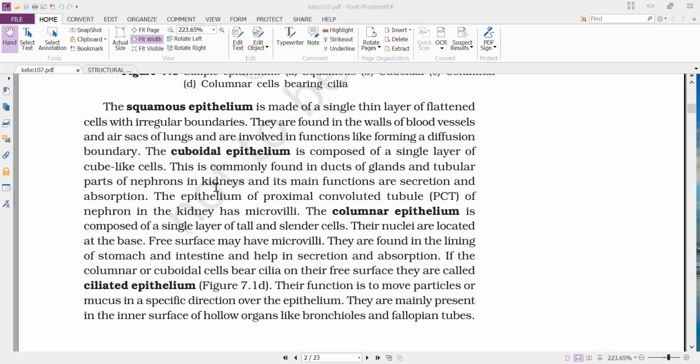And a special phenomenon that you have to remember: the epithelium of the proximal convoluted tubule of the nephron in the kidney has microvilli. It is made up of cuboidal epithelium. The free surface of this cuboidal epithelium has microvilli. And where the columnar epithelium is present: it is present as the lining of the stomach and intestine, which helps in secretion and absorption.